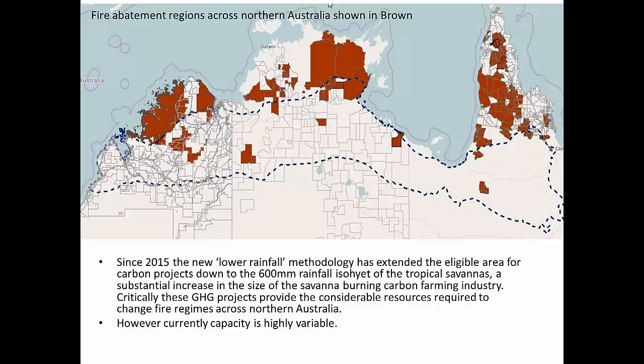Some of them are not active, and some areas which are active aren't on there, but it gives you a bit of an idea. Also, since 2015, there's been the development and acceptance of the lower rainfall methodology, as it's called, and that allows carbon projects to go down to that 600 millimetre isohyet line, so that's that lower line. So there is a growing opportunity for the continued expansion of this industry.